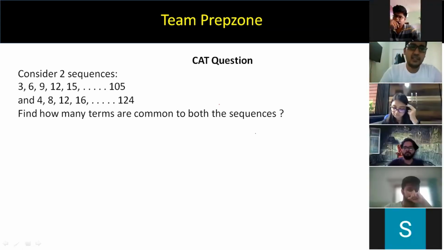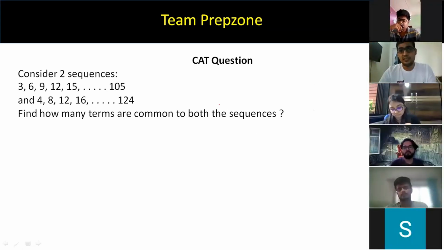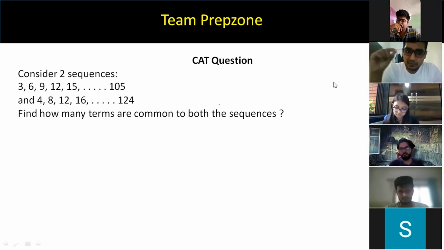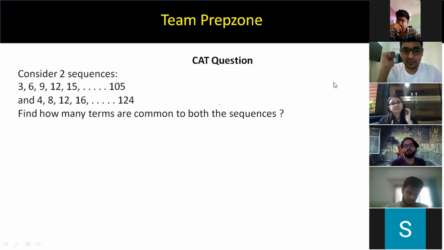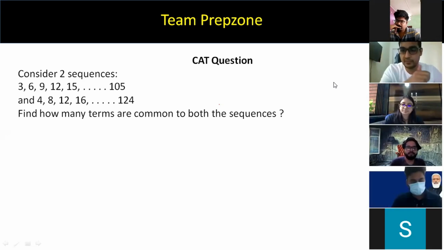Two sequences are given. Find how many terms are common. One sequence starts from 3, where the common difference is 3 and the last term is 105. And the second sequence shall be 4, 8, 12, and so on. So what do we do? First, step number 1 is to identify the first common term. Which is that first common term? Everyone can see it: 12. 12 is the first common term that you have to visualize.